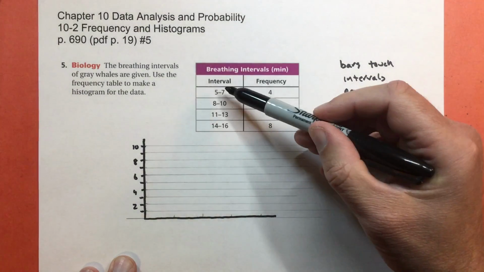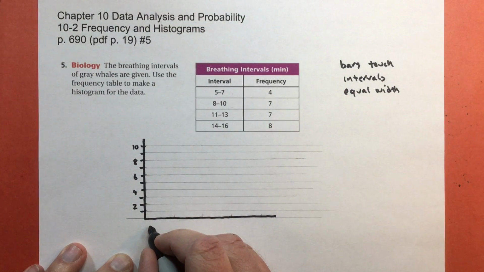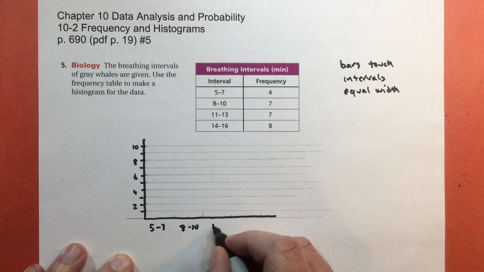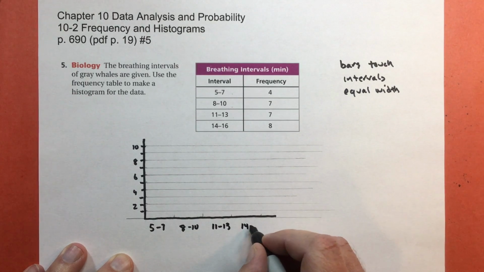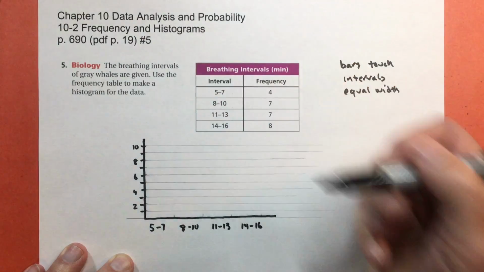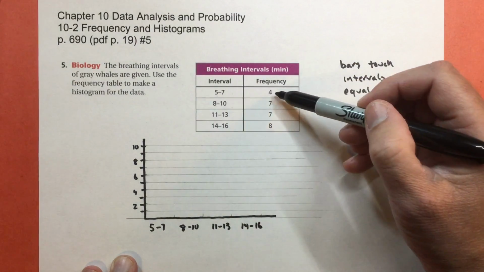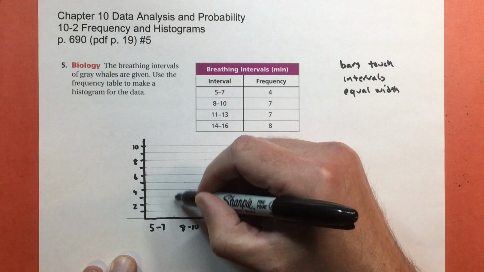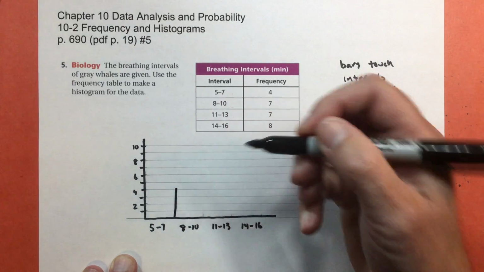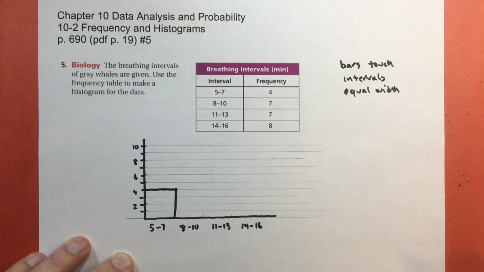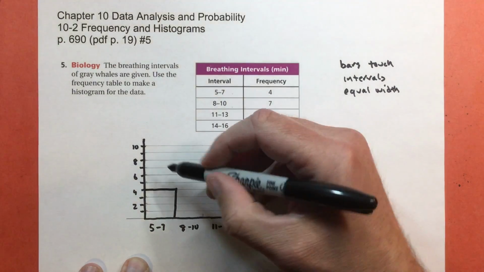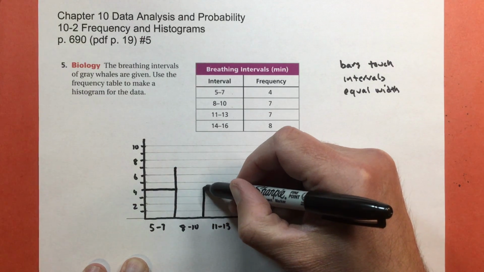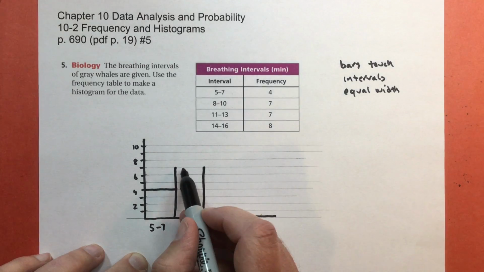All right. My first interval is 5 to 7, so I'm going to write 5 to 7. The next one's going to be 8 to 10, 11 to 13, and 14 to 16. I'm just copying what the intervals are here. 5 to 7 goes up to 4. 4 is 1, 2, 3, 4, right there. There you go. The next one goes up to 7, so I'm going to continue this all the way up to 7. And I should have used my ruler. It looks like it's leaning there just a little bit.